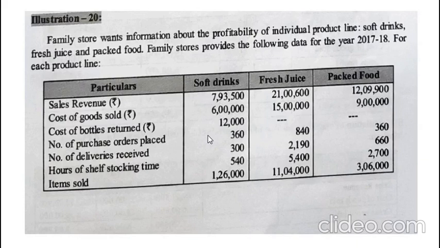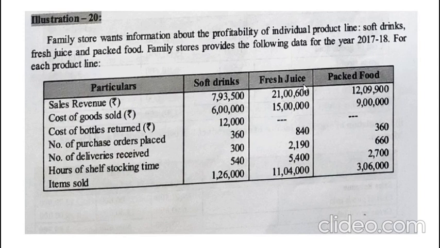In this video, we'll be discussing illustration 20 from activity-based costing. Family Store wants information about the profitability of individual product lines: soft drinks, fresh juice, and packed food. Family Stores provides the following data for the year 2017-18 for each product line.